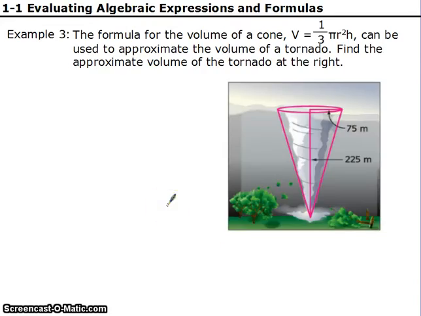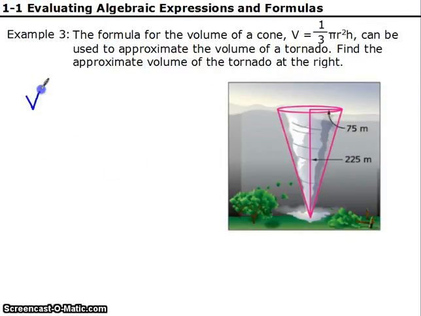We're going to do the same thing. It's just with a formula for a shape. This one's a cone. They give you the formula right here. It's 1/3 pi r squared h. Good thing about algebra is you usually don't need to memorize these geometry formulas. If you have forgotten them, they will usually be given to you. We can approximate the volume of a tornado with the volume of a cone. So find the approximate volume of this tornado.